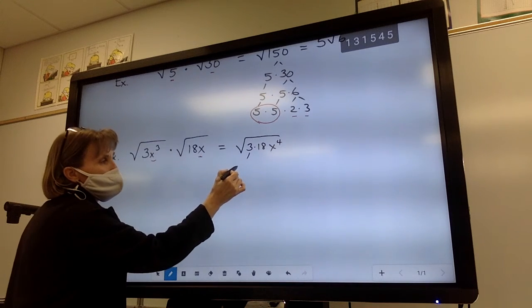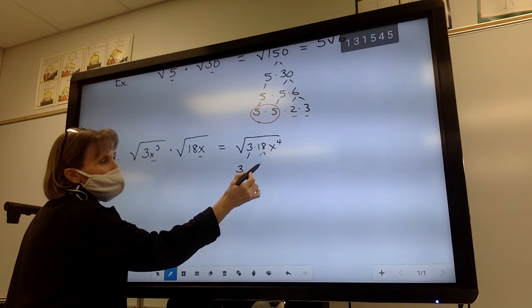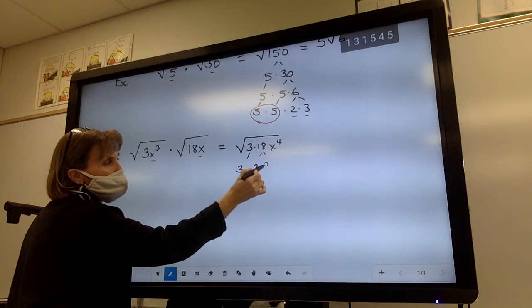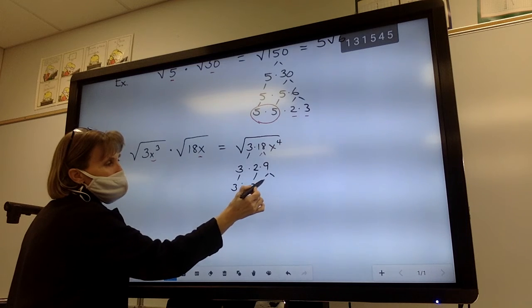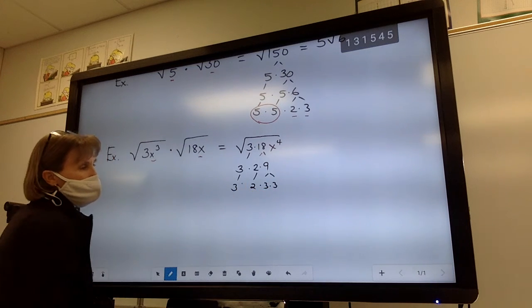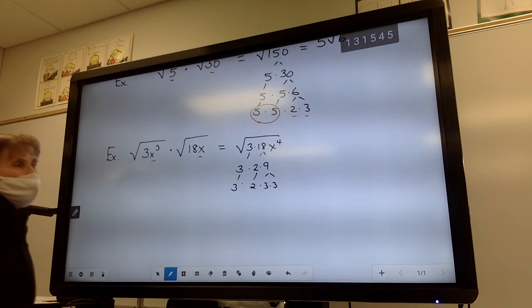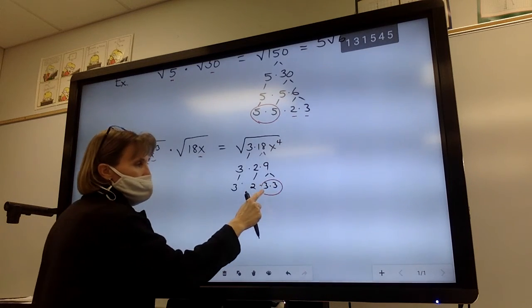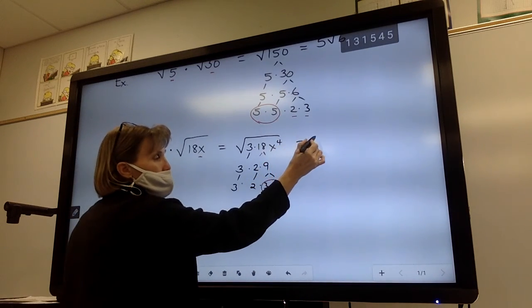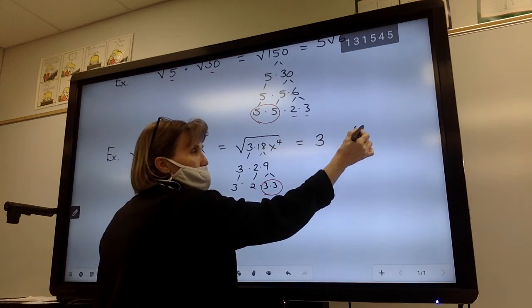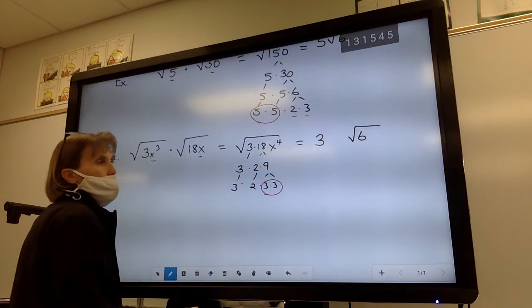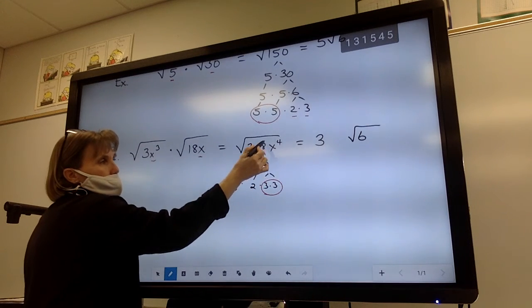But with my 3 times 18, 3 is already prime. 18 is going to be 2 times 9. And 9 would be 3 times 3. So I have a pair of 3s that will come out. And the 3 and the 2 are going to stay under. And then don't forget the x to the 4th.